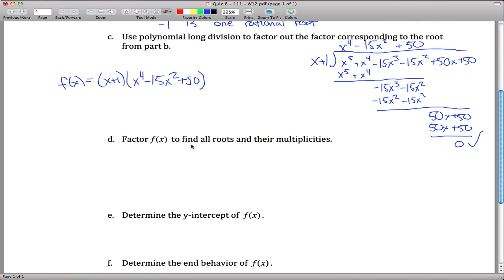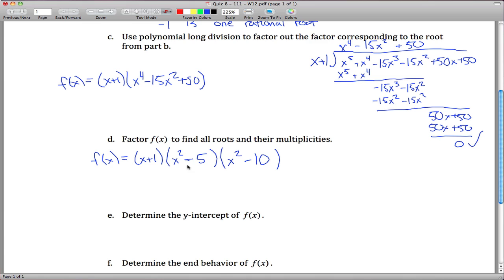Next, factor f of x to find all roots and their multiplicities. So here's f of x up here. x plus 1 is done, nothing further we can do there, but x to the 4th minus 15x squared plus 50 we could factor into x squared and x squared. Now we need two numbers that multiply to positive 50 and add to negative 15. I think negative 5 and negative 10 will do the trick. You could factor one more step if you wanted to, but not into integers. You'll have square root signs in there.